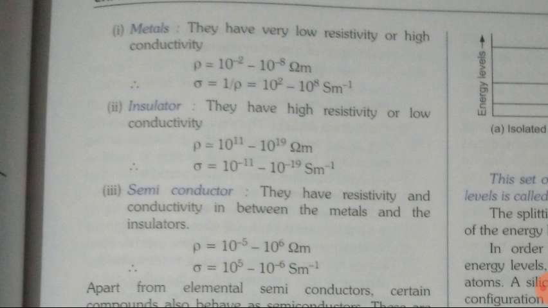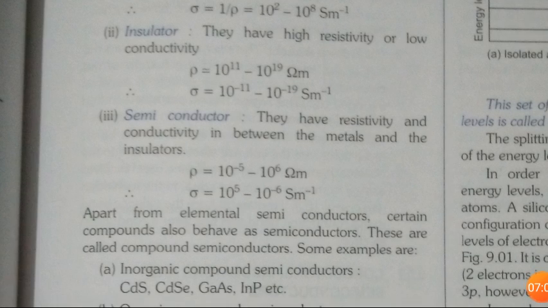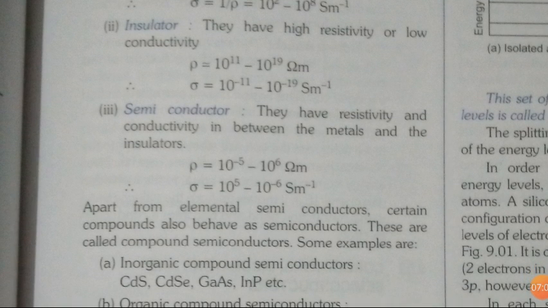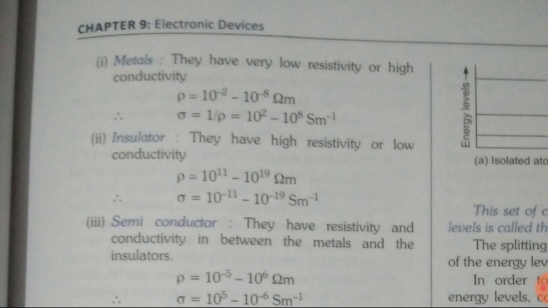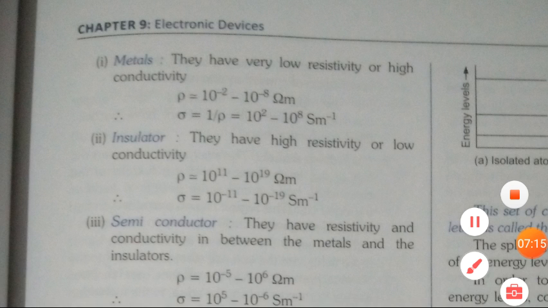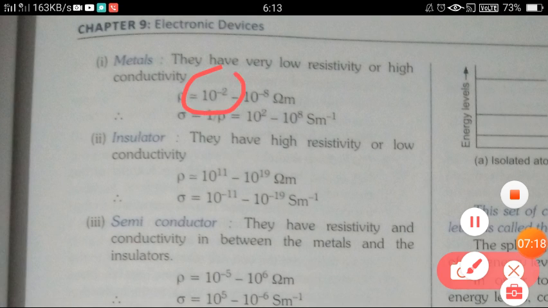Conductivity is just the opposite of resistivity. So conductivity sigma equals 10 to the power 2 to 10 to the power 8 units. Then we have insulators. They have high resistivity or low conductivity. So here you can see in metals the resistivity is very low, so its power is negative.